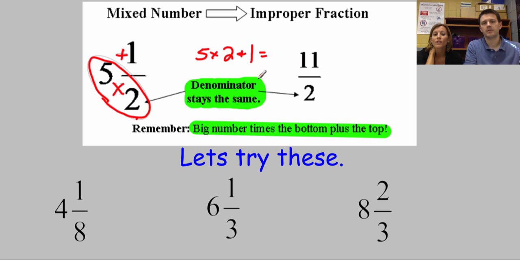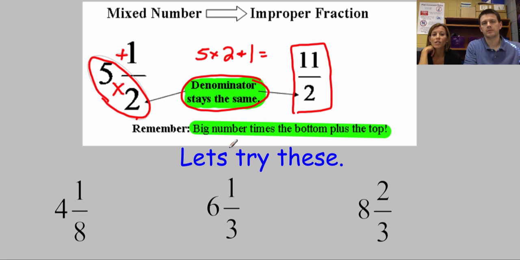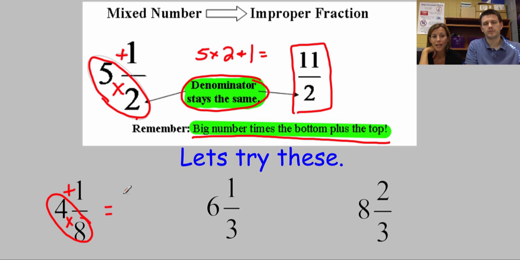Now, in everything we do, the denominator is going to stay the same. If the pieces were in halves in the beginning, they're going to have to stay in halves. If they're in eighths, they stay in eighths. The denominators have to stay the same. Those slices cannot change size. So big number times the bottom plus the top is our rule. Whole number times the denominator plus the numerator. And we're going to try a few right here. So in this case, we're going to circle the 4 and the 8, multiply them together, and then add the numerator of 1 in the second step. So 4 times 8 plus 1 is our numerator.